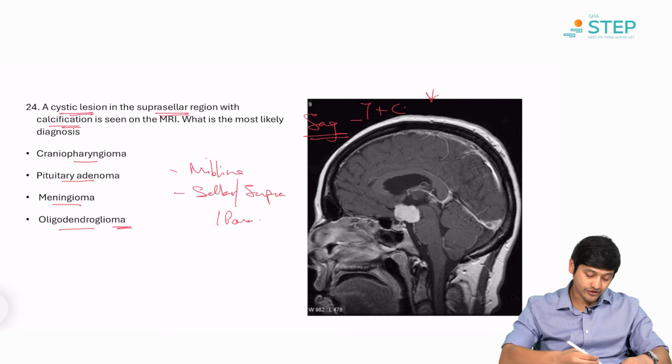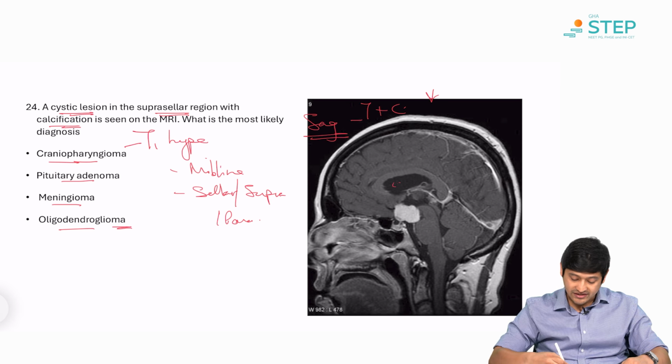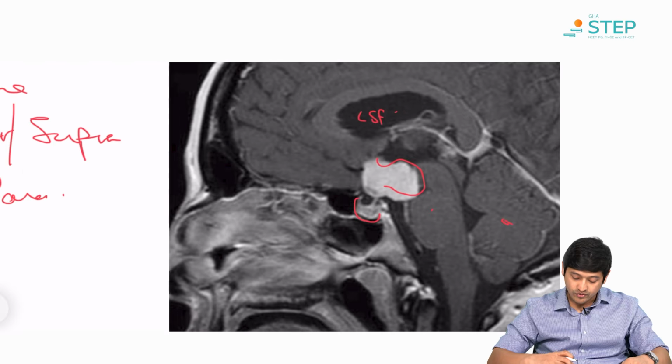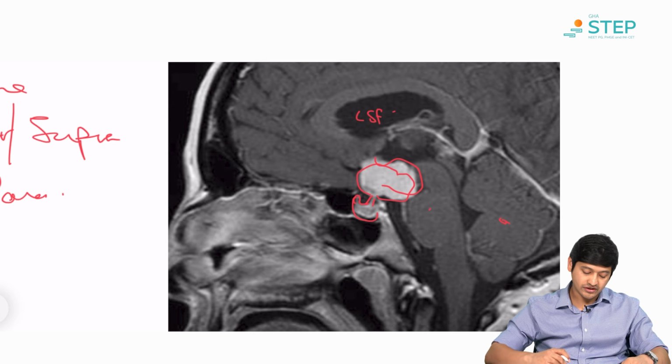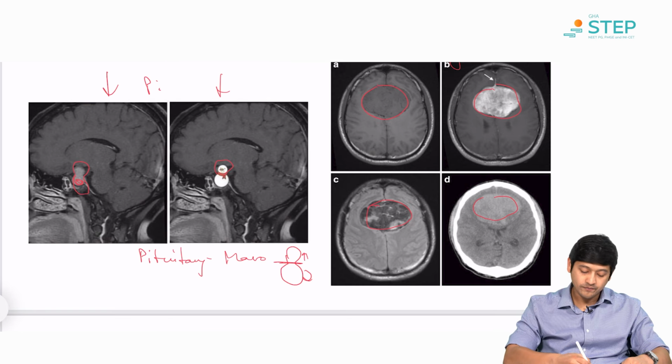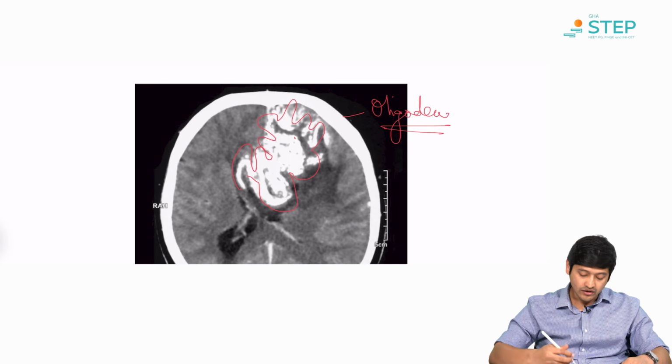So our answer here is going to be a craniopharyngioma because it is T1 hyperintense. This is a T1 weighted image. The CSF is going to be dark, the gray matter is going to be gray, the white matter is going to be white, and you're going to get a hyperintense lesion in the suprasellar aspect. So if you notice here, this is the pituitary, this is the stalk, you have a hyperintense lesion sitting above that. This is a craniopharyngioma. So craniopharyngioma, pituitary macroadenoma, meningioma, and an oligodendroglioma. All right, so these are your answers over here.